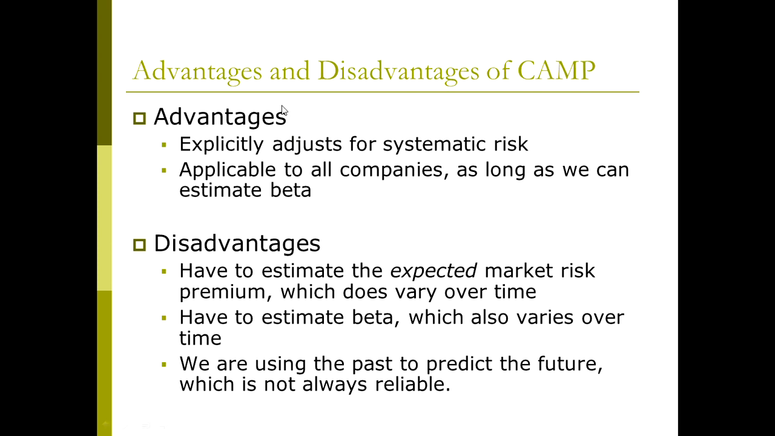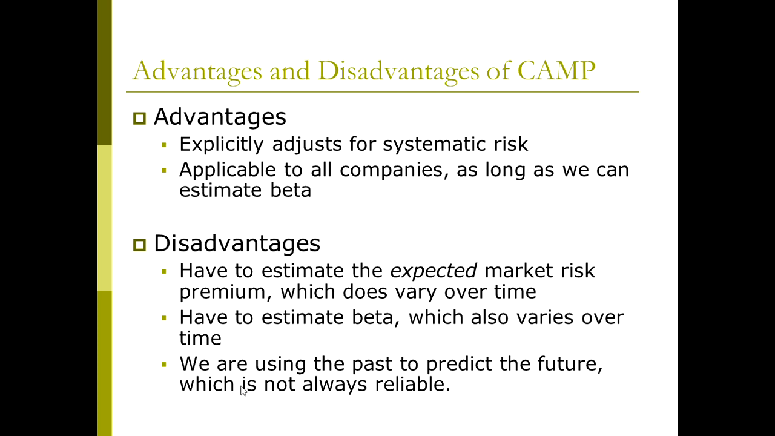To summarize the advantages and disadvantages of the CAPM, the advantages are that it is explicitly adjusted for the systematic or market risk, and that every single company can use it. The disadvantage is that you have to estimate a lot of numbers. First of all, you need to estimate the expected market risk, which can vary over time, depending on which time period you're looking at. You also have to estimate beta, which also varies over time, depending on which time period you're looking at.